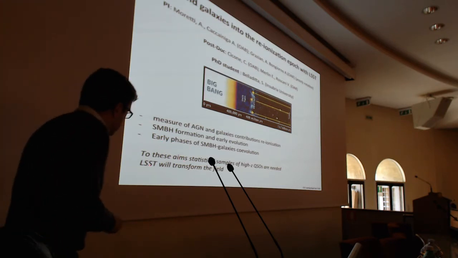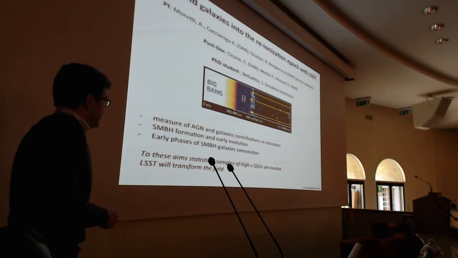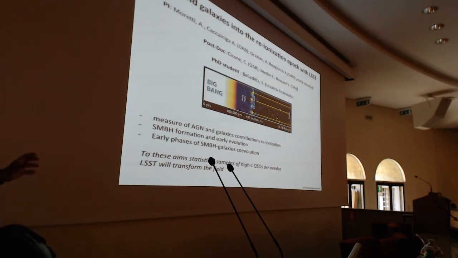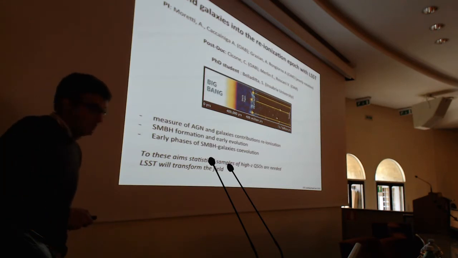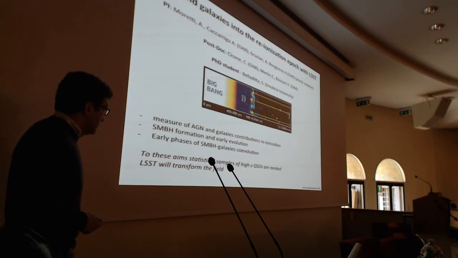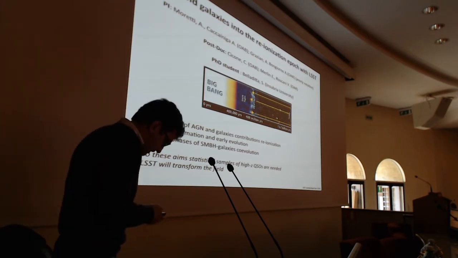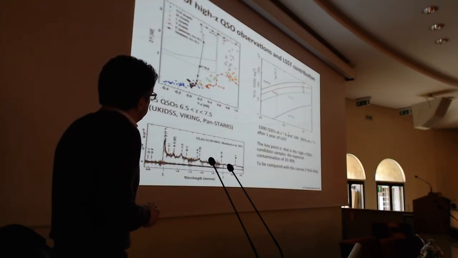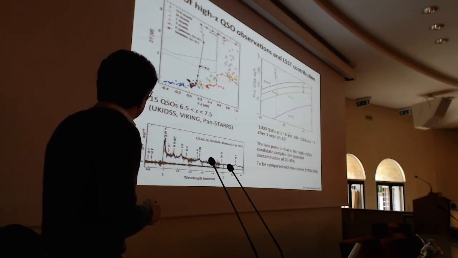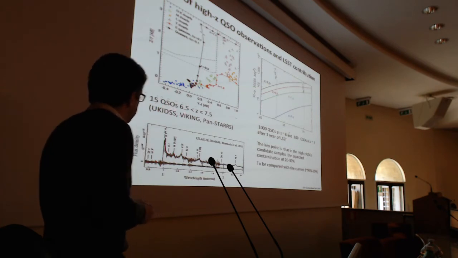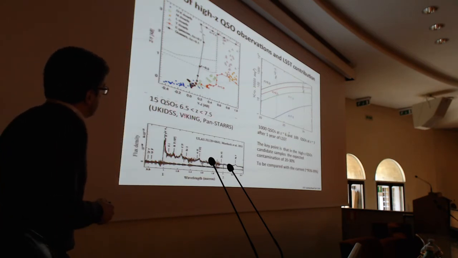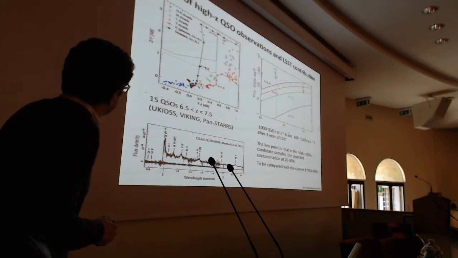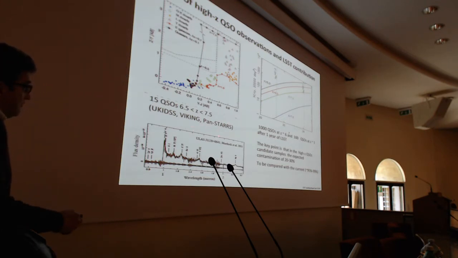For these purposes, statistical samples of very high redshift quasars are essential. In this respect, LSST will be very useful and will probably significantly transform this field. So this is the current situation of the high redshift quasar observation. Basically, we know 15 quasars between redshift 6.5 and 7.5, which have been selected using the UKIDSS LAS survey, VIKING survey, and Pan-STARRS survey, which we consider a useful precursor of the LSST survey.